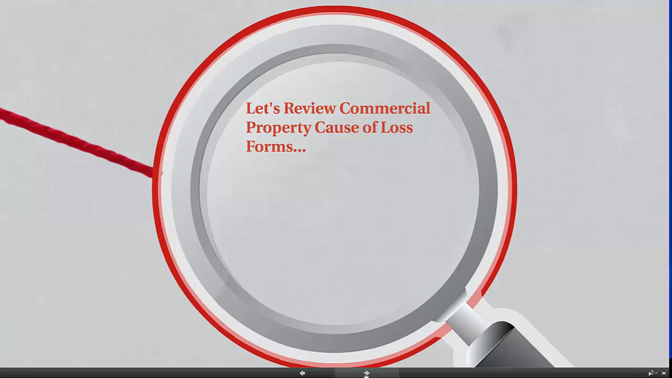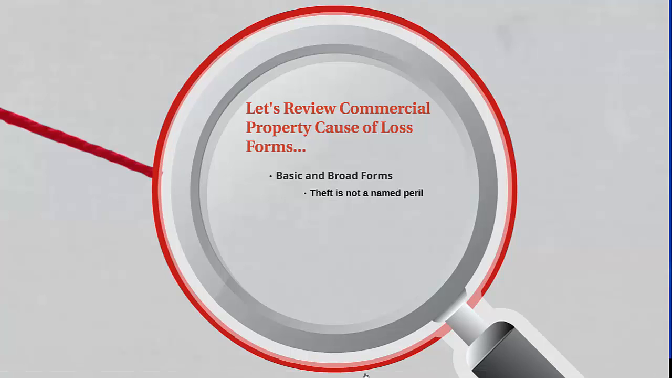If you look back at the cause of loss forms, you'll notice that the basic and broad forms don't even cover theft as a named peril. The special form doesn't exclude all types of theft, but if you look at pages 3.28 and 29, you'll notice many of the exclusions of the special form were theft related. For example, the dishonest or criminal acts exclusion, which is actually often referred to as the employee dishonesty exclusion.